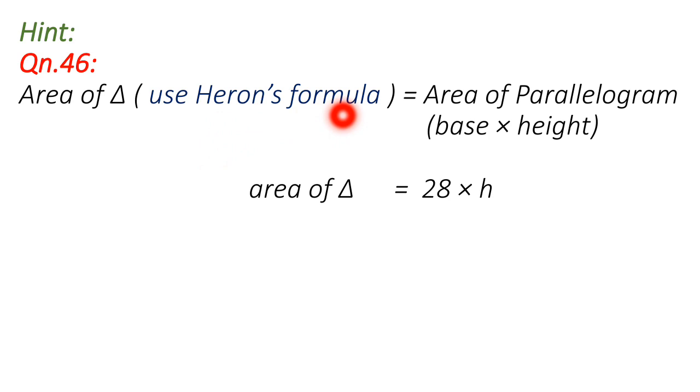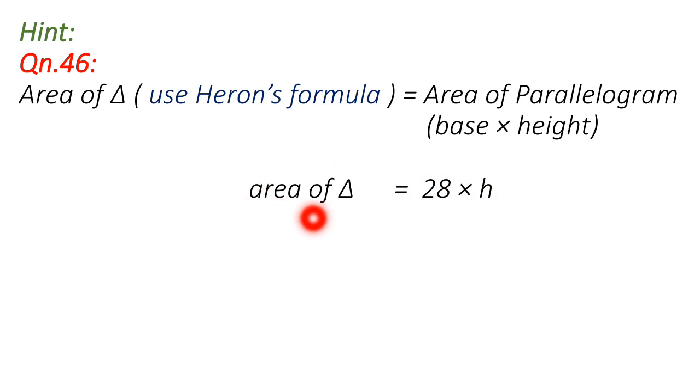And for the parallelogram, it is given that the base of the parallelogram is on the 28 centimeter side of the triangle. So that means the base of the parallelogram is the same, 28 centimeter. If the base is 28 centimeter, we can consider the height h, and it is given in the question that those two have equal areas.